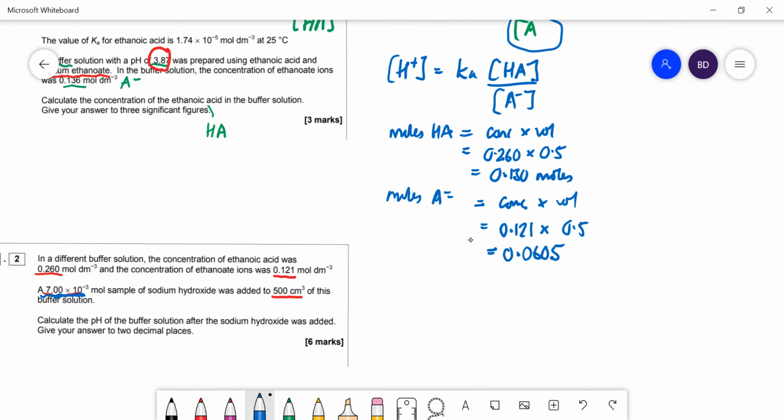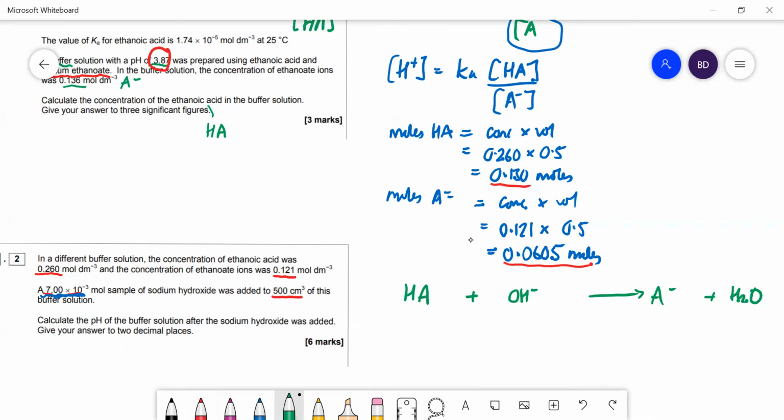Okay, now this is where we need to work out the number of moles in this next step. Because what we're going to do here is write a little equation. We're going to have HA reacting with OH minus to give us A minus and water.